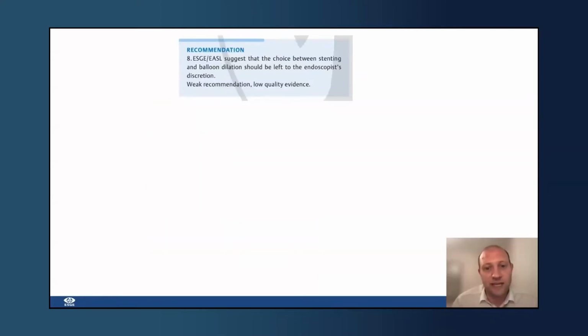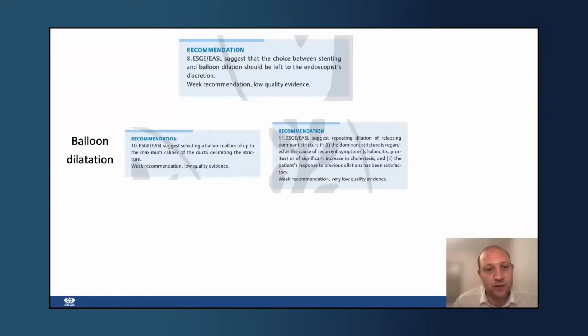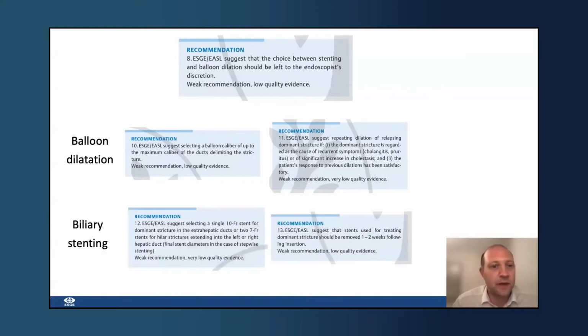The choice of therapy for stenting is left at the endoscopist's discretion, the options being balloon dilatation. Importantly, the maximum diameter of the balloon should not exceed that of the ducts delimiting the stricture, and repeated dilatations may be needed if the dominant stricture is the cause of the recurrent symptoms, or there is significant increase in cholestasis, and the patient has had a previous response to dilatation in the past. The alternative is biliary stenting, where 7 French or 10 French straight plastic stents are placed across the stricture depending on their location, but these stents must be removed at a short interval to prevent blockage that may put the patient at risk of cholangitis.